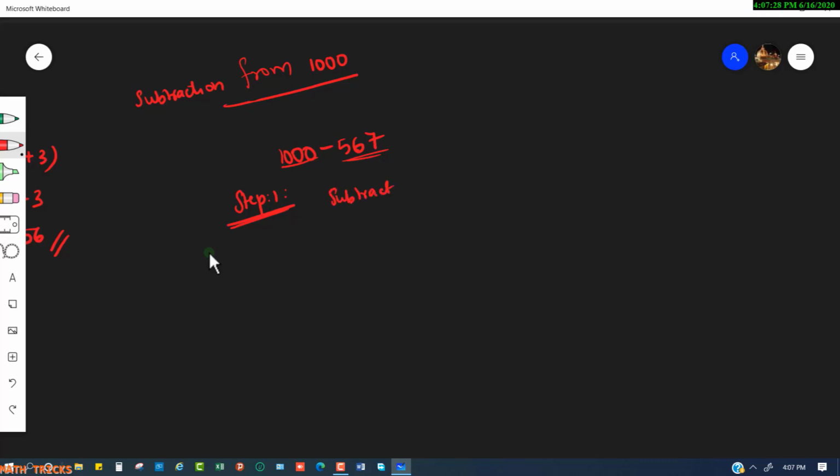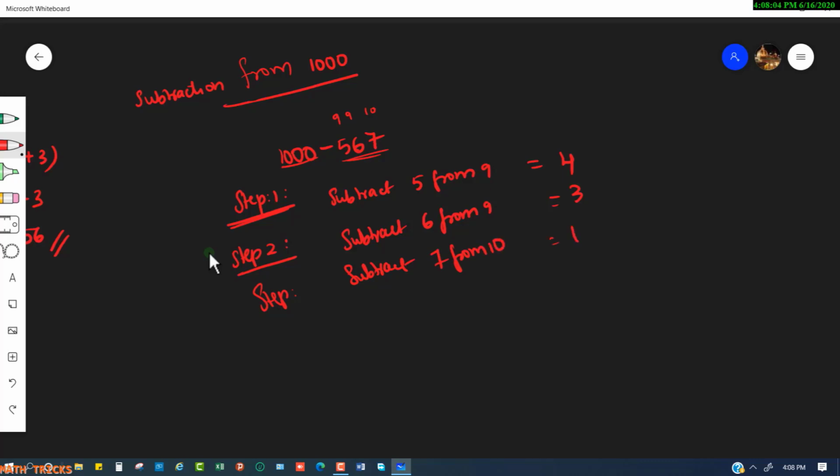subtract 5 from 9, which is giving 4, right? Here you can write like this. Okay, you can always write like this. This is the step 2. In the step 2, similarly, you can subtract 6 from 9. That gives 9 minus 6, it is 3. In the third step, you have to subtract it from 10. Subtract 7 from 10, which means 10 minus 7, which is 3. So answer is 433. Okay, you can do like this.